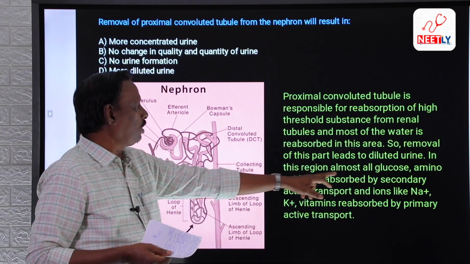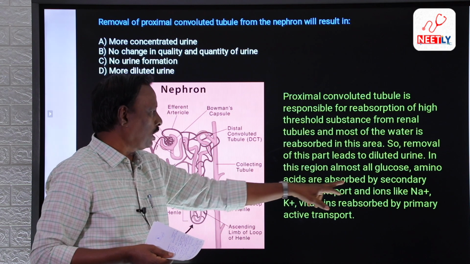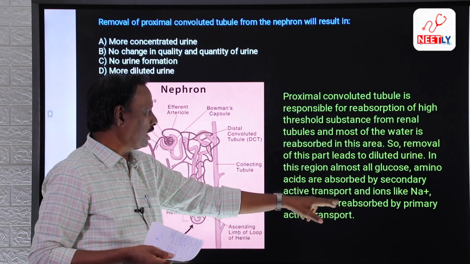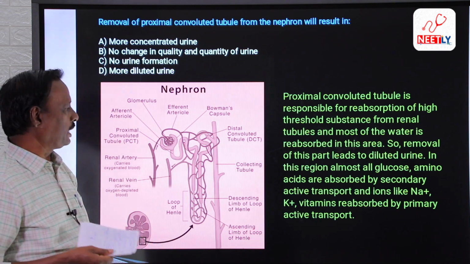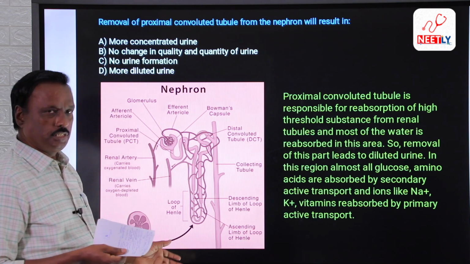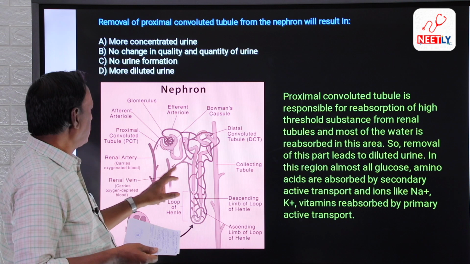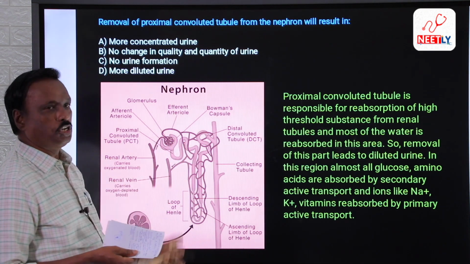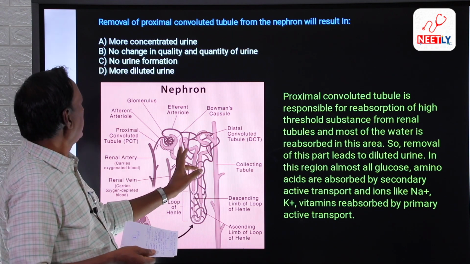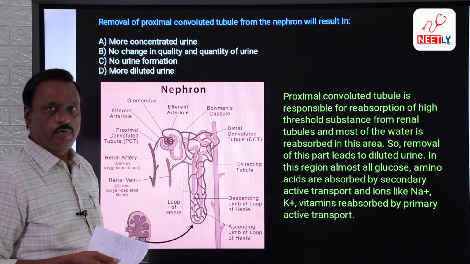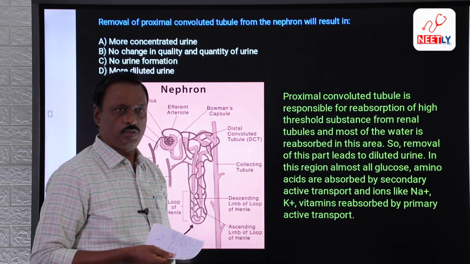In this region, almost all glucose and amino acids are absorbed by secondary active transport. Ions like sodium, potassium, and vitamins are also reabsorbed in this region. So this proximal convoluted tubule is very, very important. Once you remove it, it leads to more diluted urine. That is the correct answer for this.